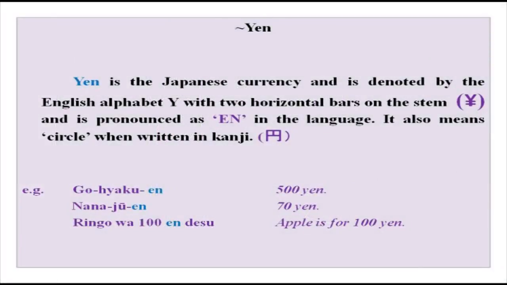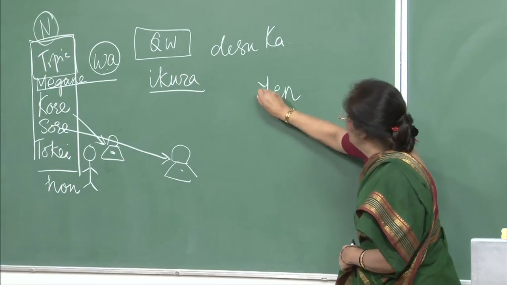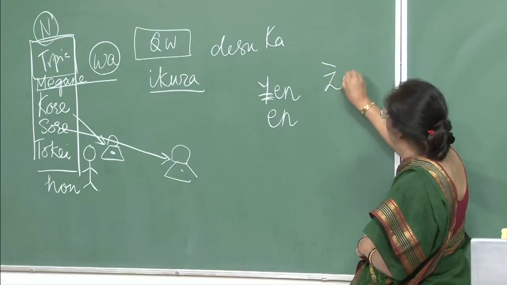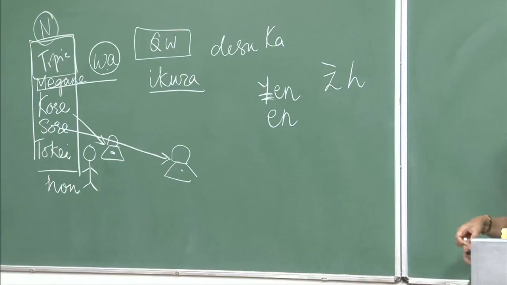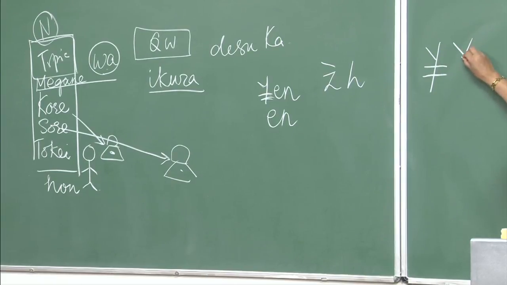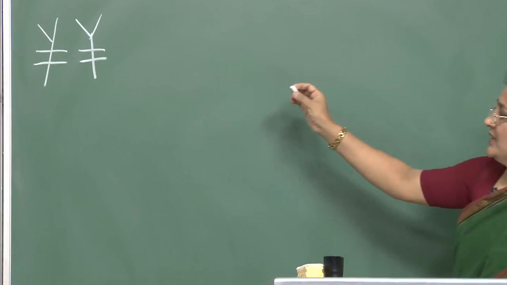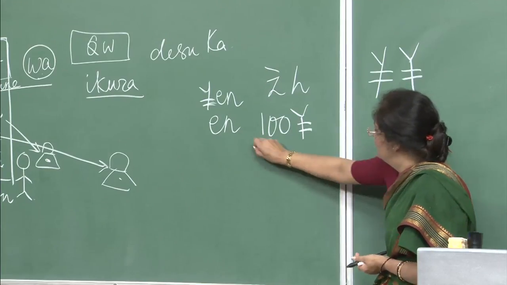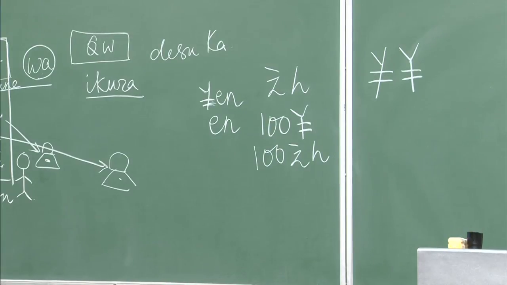Now, yen, or en in Roman English, or en in Japanese. En is the Japanese currency and it is written with a Y and two bars here. Actually like this. This is yen and it is written after the price. So, 100 yen. That's how it's written in Japanese.